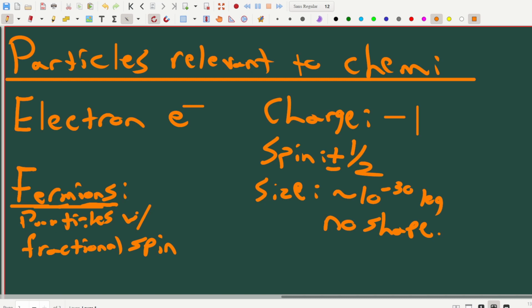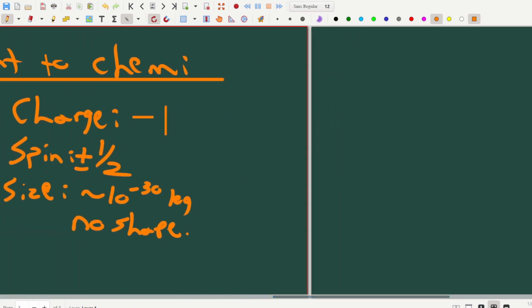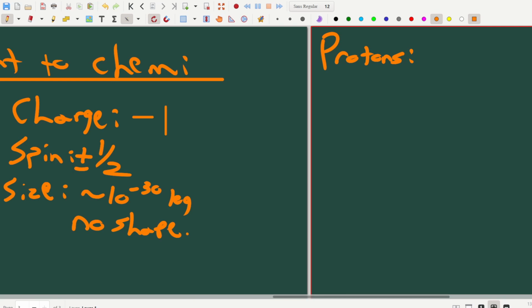So let me, just a sec, let me add another page here and scroll over a little bit. All right, so the other particles we have are protons. I have the mass of the proton here somewhere. Yeah. All right, so a proton has a charge of +1.